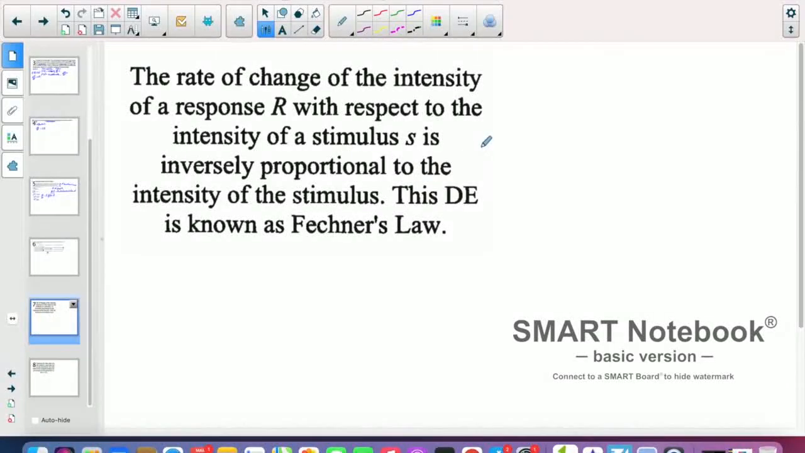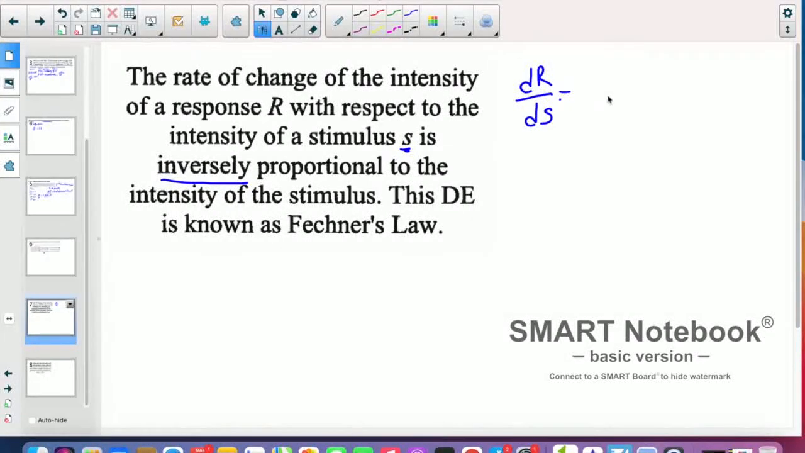The rate of change of the intensity of a response R with respect to the intensity of a stimulus S is inversely proportional to the intensity of the stimulus. This differential equation is known as Fechner's law. I'm not sure I'm pronouncing that correctly. So if R is our variable, we're doing this with respect to the stimulus S. So we're talking about dR over dS being our rate of change. So dR over dS is inversely proportional to the intensity of the stimulus.